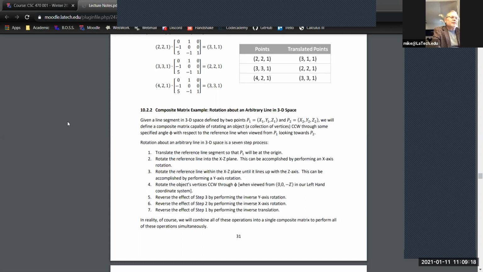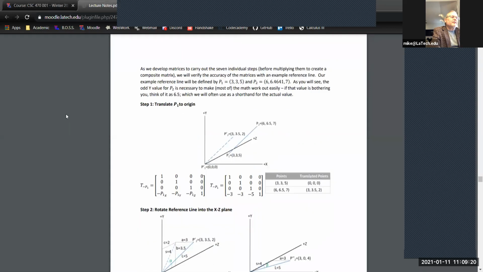So if we scroll down to page 32 and we look at step 1, you can see that I've got a line segment that goes from 3,3,5, that's where P1 is, to 6,5,7, that's where P2 is. And so the first step is we want to move that line segment from where it is, drawn in solid blue. We want to move it so that point P1 is at the origin. So the point 3,3,5, we want to move that to 0, 0, 0.